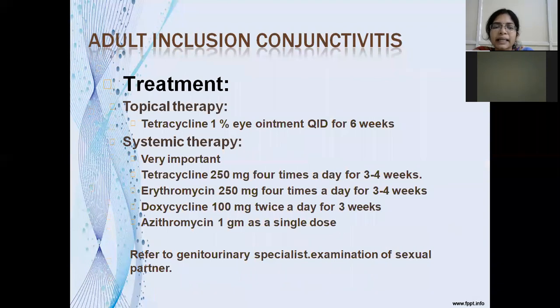Now, treatment is again very similar to trachoma, where you have tetracycline eye ointment. Systemic is again tetra or erythromycin or doxy or azithromycin. So these 4 drugs will be there. Apart from that, because this infection is spreading from genitals to the eye, it is important to refer the patient to a genitourinary specialist, as well as examination of the sexual partner is mandatory, okay?